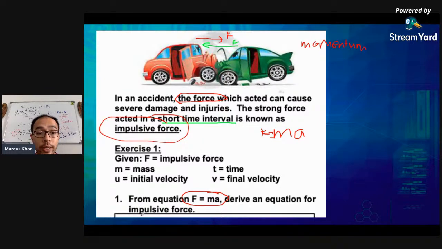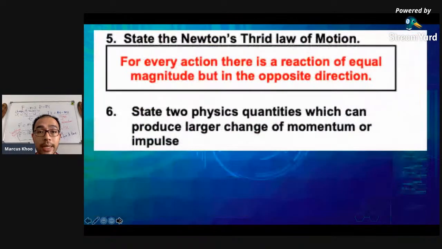Okay, and this brings us to Newton's third law of motion. Newton's third law of motion states something that is very simple, very profound, but actually it is true. For every action, there is going to be a reaction that is of equal magnitude. Equal magnitude means sama besar. If I punch somebody in the face with a force of, let's say, 10 newtons, that somebody's face is going to exert the same force on my hand, with the same amount of kekuatan, same magnitude, but in the opposite direction.